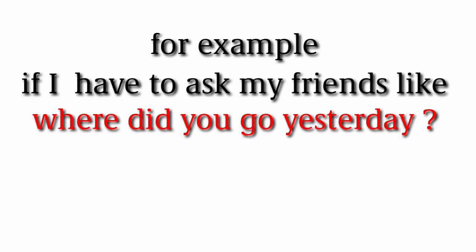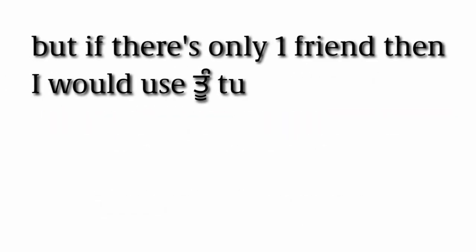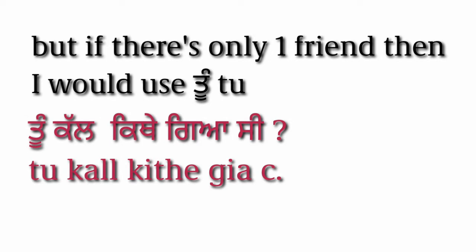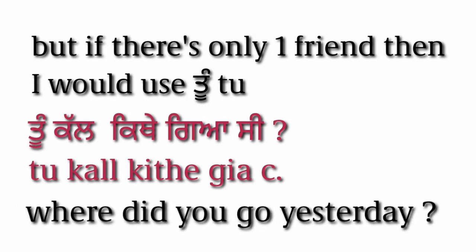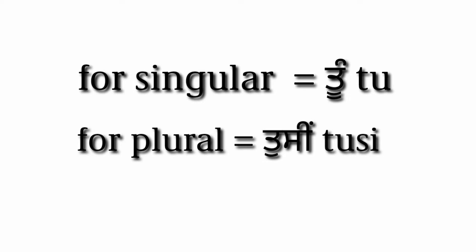I would say, ਤੁਸੀਂ ਕੱਲ ਕਿੱਥੇ ਗਏ ਸੀ, right? Because they were two friends, that's why I'm using ਤੁਸੀਂ. But if there's only one friend, then I would say ਤੂੰ ਕਿੱਥੇ ਗਿਆ ਸੀ. It means where did you go yesterday, right? ਤੂੰ ਕੱਲ ਕਿੱਥੇ ਗਿਆ ਸੀ. So for singular I am using ਤੂੰ, and for two people I am using ਤੁਸੀਂ.